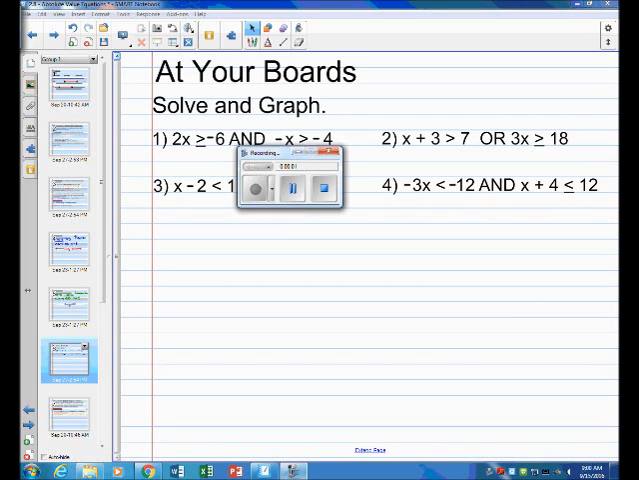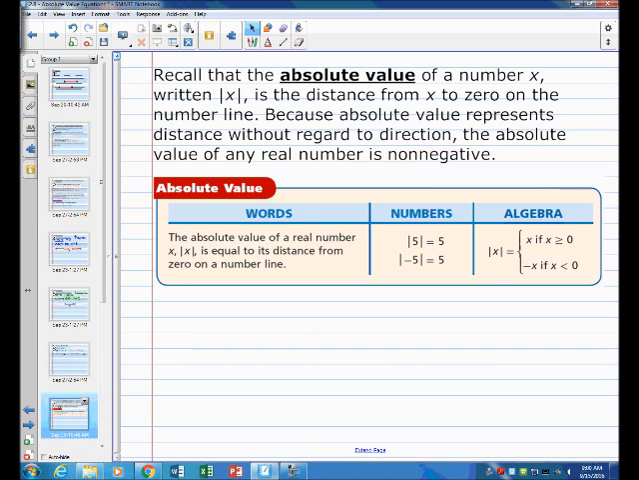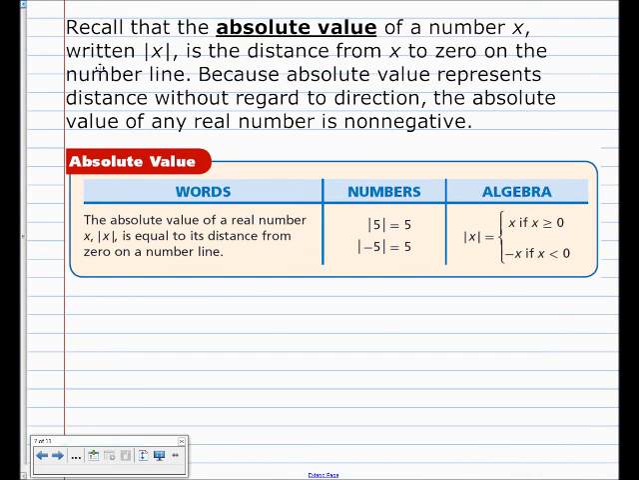So I told you that eventually today we are going to solve absolute value equations. So now we are ready to solve an absolute value equation. So just a quick review. Do you guys remember what absolute value is? Matthew, what is it?